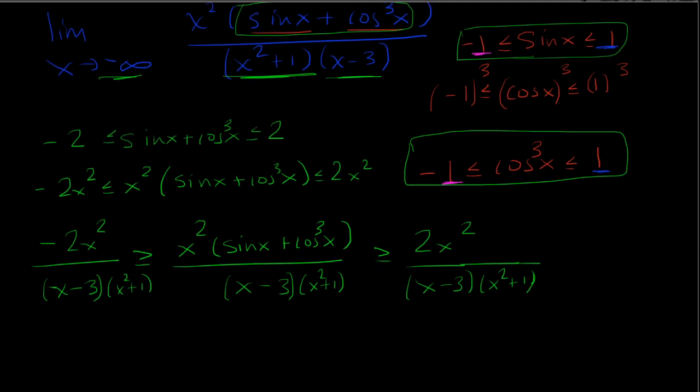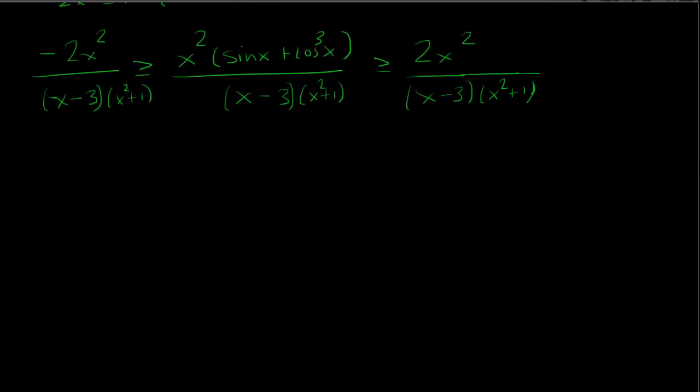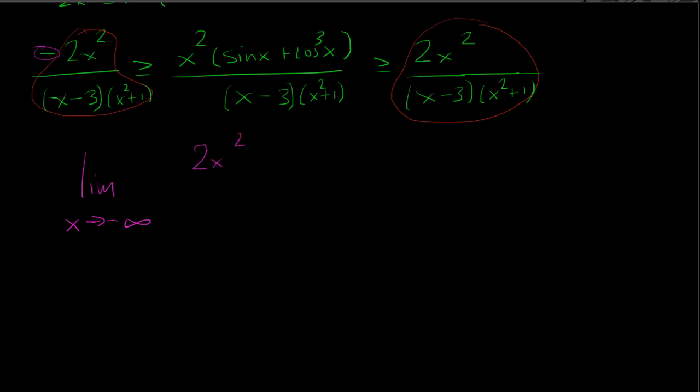So now we will be taking the limit as x approaches negative infinity. Notice the 2x squared over (x minus 3) times (x squared plus 1) is the same. So the two bounds are the same. The only difference is the negative. So let's ignore that for a second and just focus on finding the limit of 2x squared over (x minus 3) times (x squared plus 1).